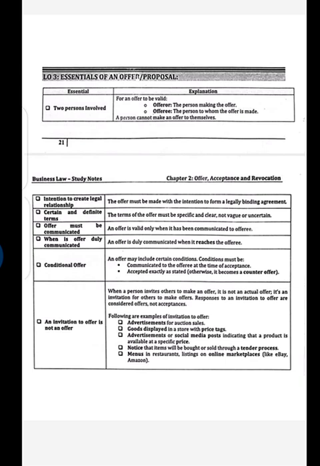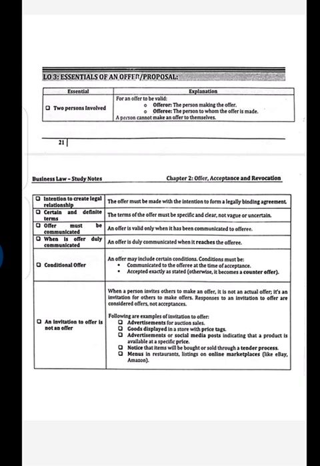When is an offer duly communicated? An offer is duly communicated when it reaches the offeree. So when the offerer sends an offer to the offeree, if the offeree gets the offer, that means the offer is communicated to the offeree. Then we have the conditional offer. An offer may include certain conditions. Conditions must be communicated to the offeree at the time of acceptance. It must be accepted exactly as stated, otherwise it becomes a counter offer.